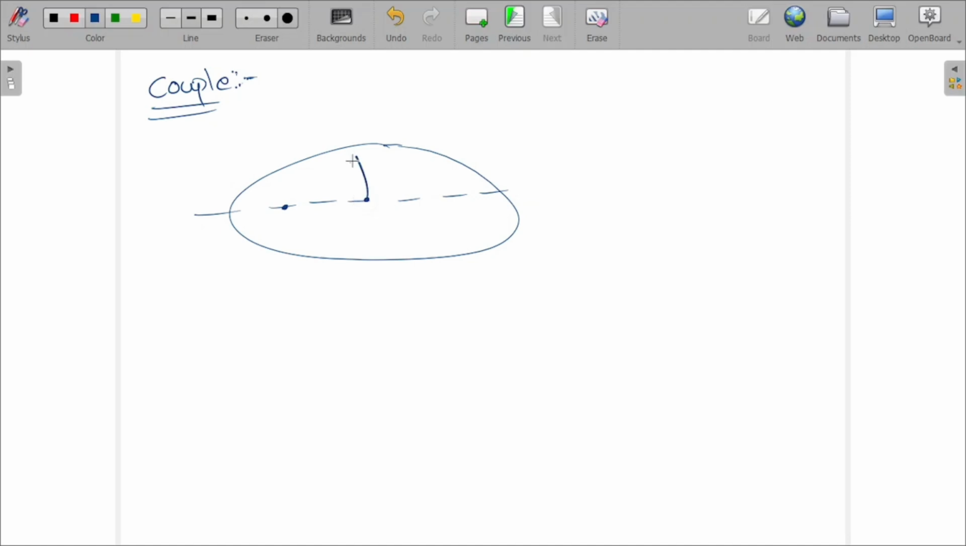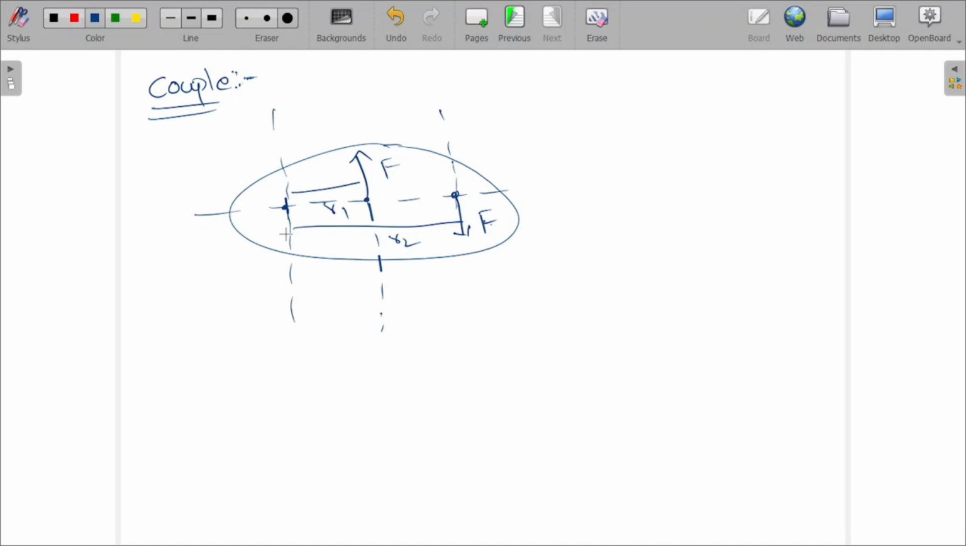Here I am applying a force in this direction, F, at a distance of R1. Now I apply a force at this point, at a distance R2, but in the opposite direction. Then these forces are said to be a couple. But how are the forces acting in opposite directions? Both are equal in magnitude but opposite in direction. That means this is the line of action of force, and this is the line of action of force. So this will be the center point which we consider as the axis of rotation.